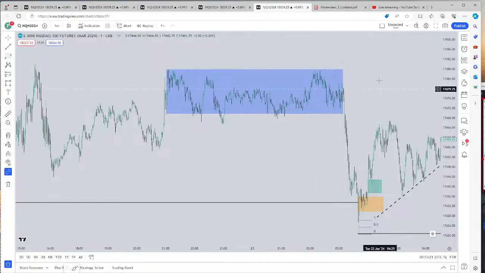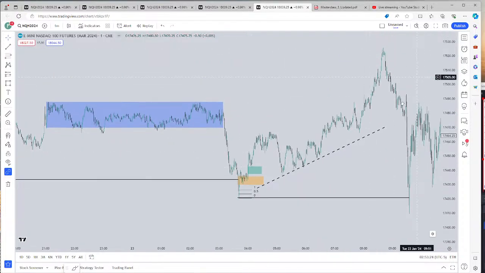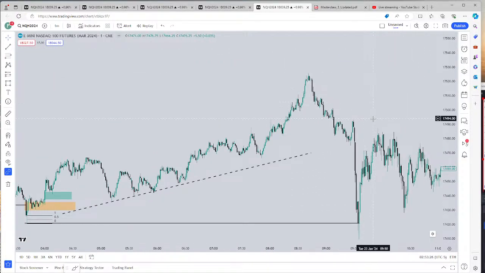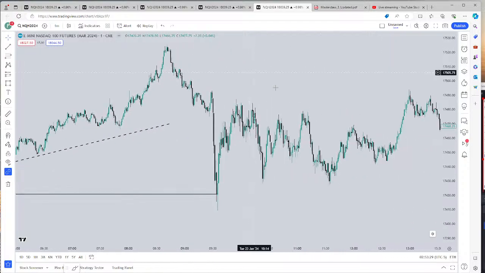So that's really important. Again, trendline liquidity, really, really important.